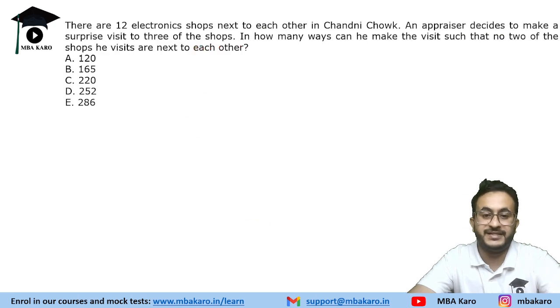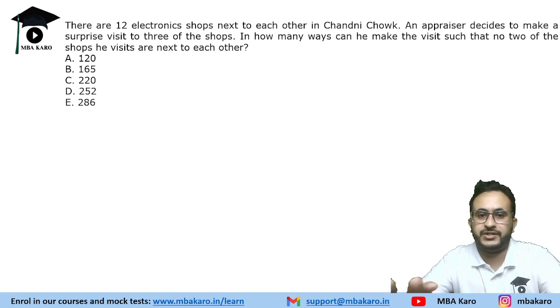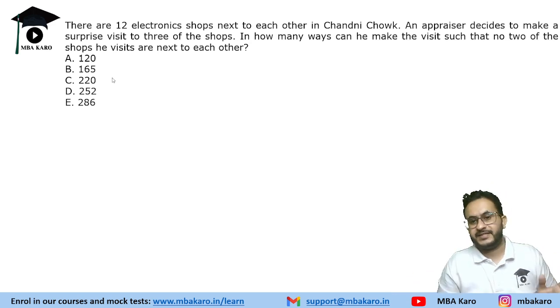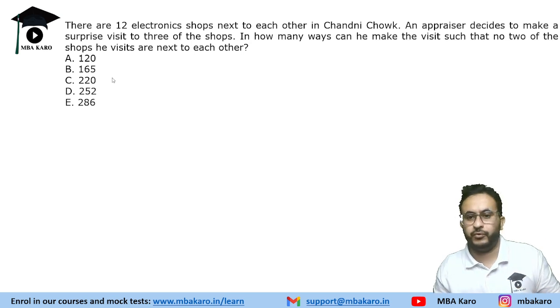Now we will do another separation based question but on combinations. Okay, so here we have to just select the seats. So it says that there are 12 electronic shops next to each other in Chandni Chowk. An appraiser decides to make a surprise visit to 3 of the shops. In how many ways can he make the visit such that no two of the shops he visits are next to each other? Now again, like we did in the previous case, we had to separate men. So we will put women first.